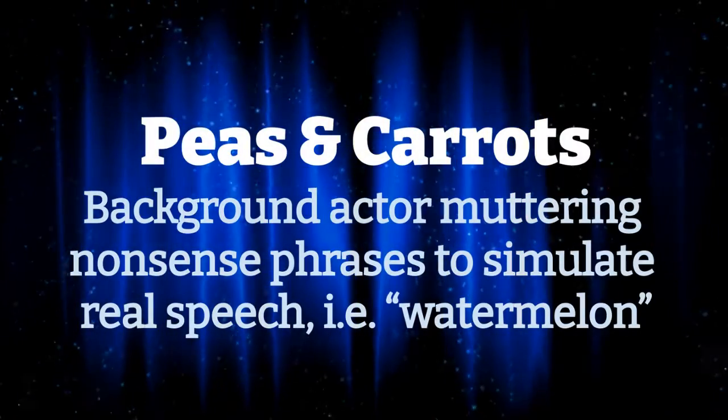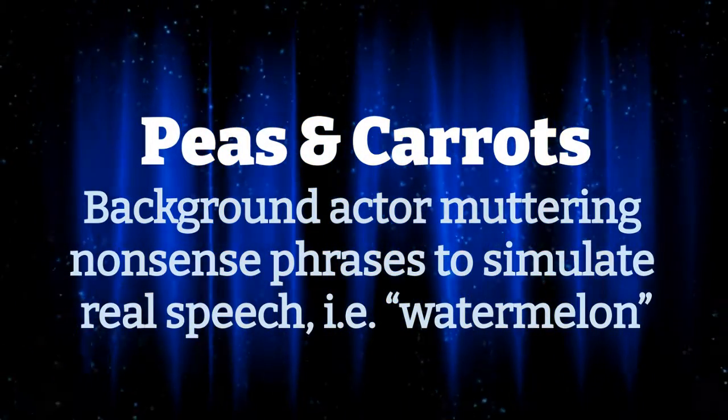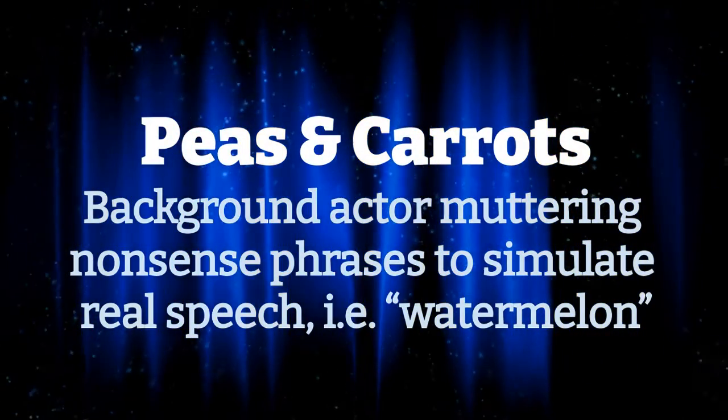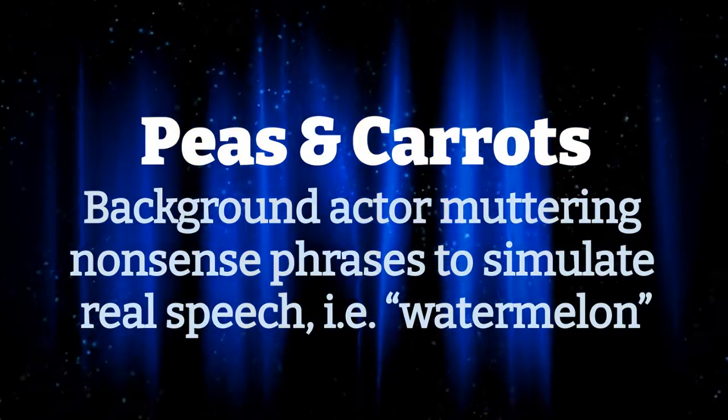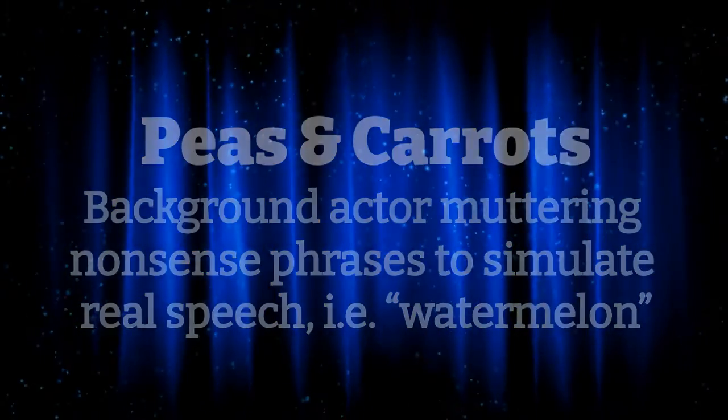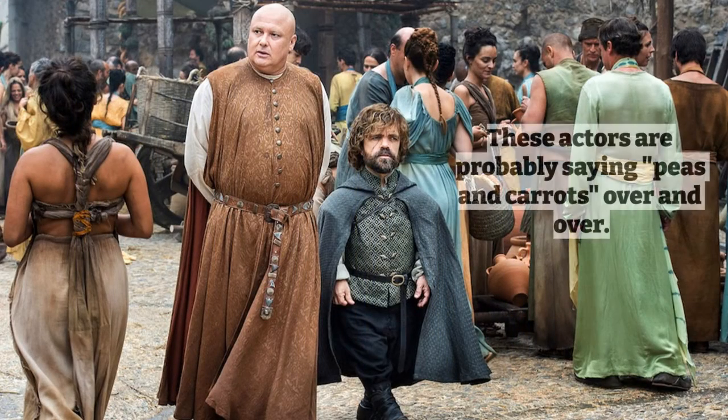Peas and carrots, a background actor muttering nonsense phrases to simulate real speech. For instance, you might say peas and carrots, you might say watermelon, and you just repeat that very quietly. The reason you do that is you're trying to create a very small amount of noise, and you're trying to look like you are talking. You're having a conversation with somebody in the background, but you don't want to have actual words that might confuse the audience and make them look at you instead of the main characters. So you're muttering words like watermelon, and your mouth is moving like you're actually having a real conversation.